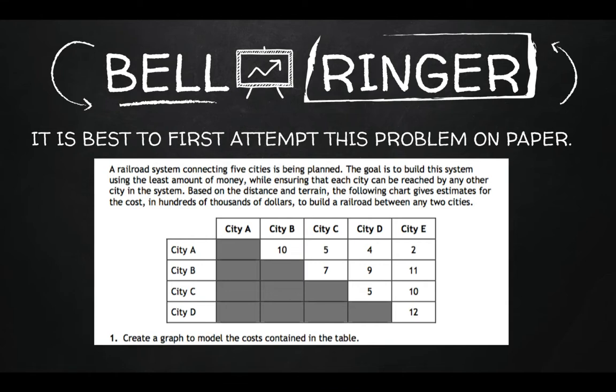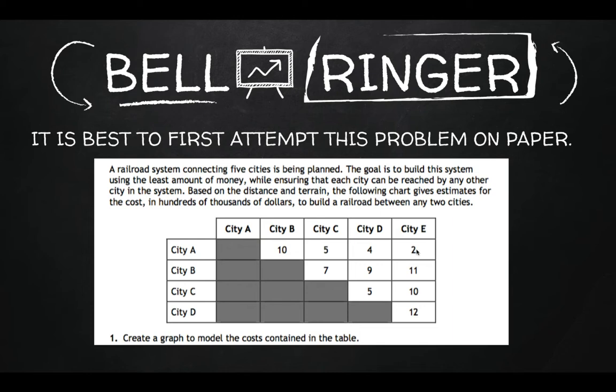And as you can see here, we have City A, which is $10,000 to build, or hundreds of thousands of dollars. So it's $1 million to build a railroad between A and B, $5 million between A and C, $4 million between A and D, $2 million between A and E. So we want to create a graph model that can show the cost contained in this table. I'll let you guys work on this for a little while.